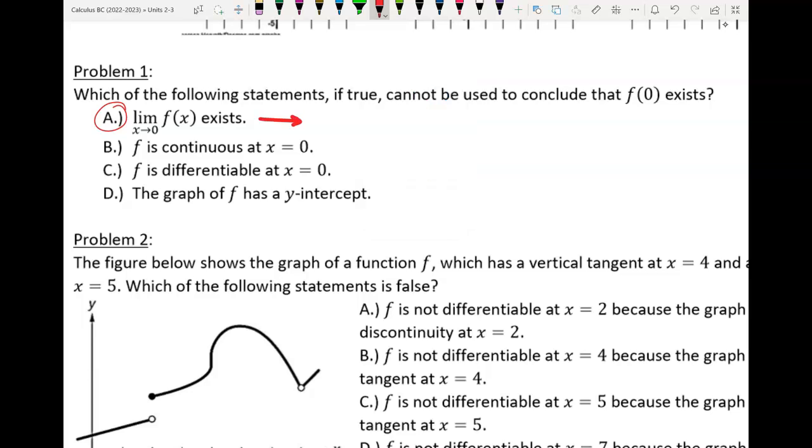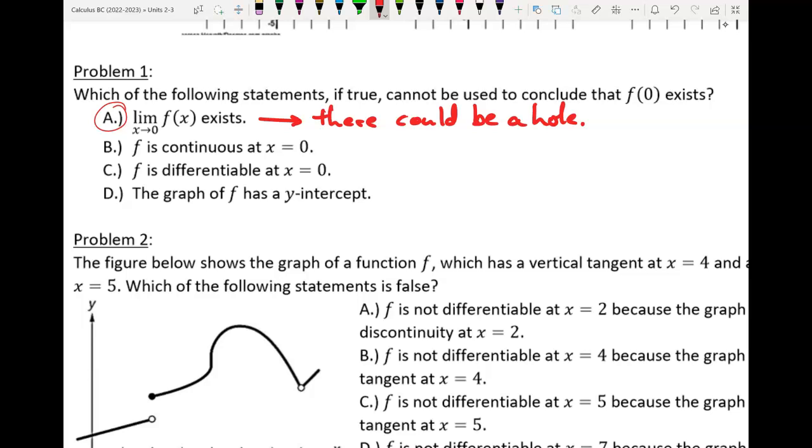Very good. There could be a hole, right? A removable discontinuity. So just because the limit exists does not mean the value exists. Whereas all the other ones, do they guarantee a value?